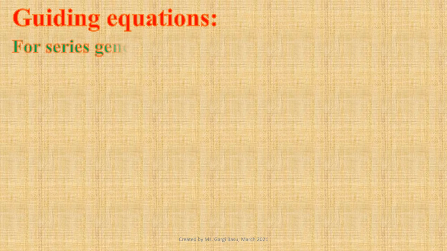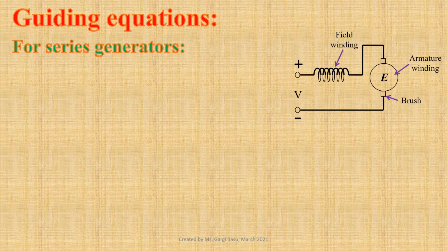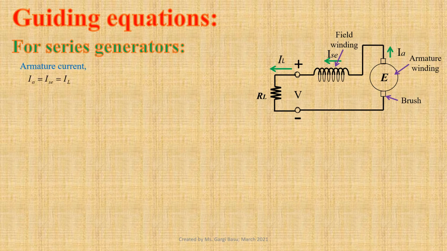In series generators, field winding is connected in series with the armature winding. The generator is loaded with a resistive load of resistance RL. Let the currents flowing through armature winding, series field winding and load be IA, IAC and IL respectively. Armature current IA equals IAC equals IL.